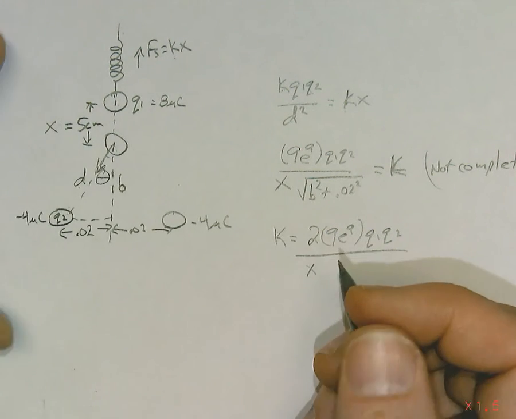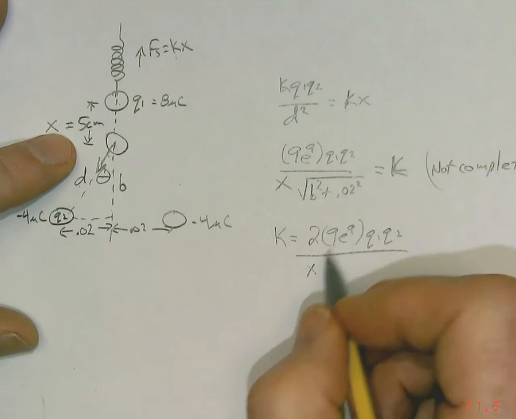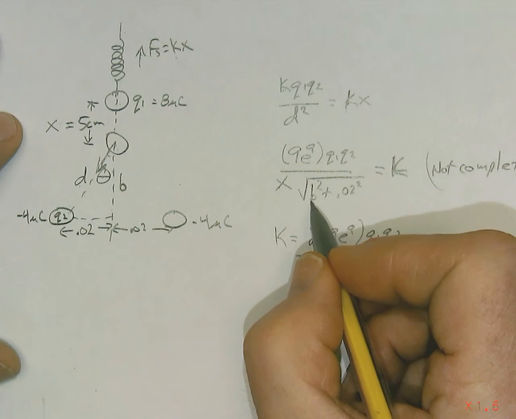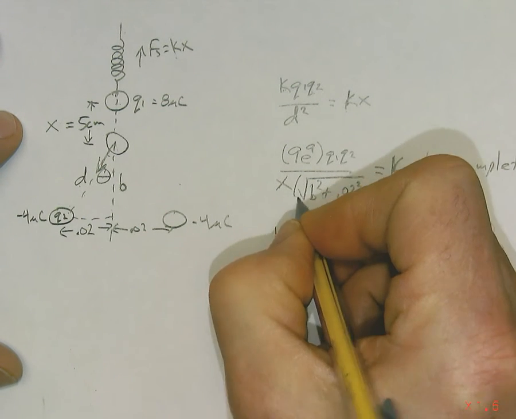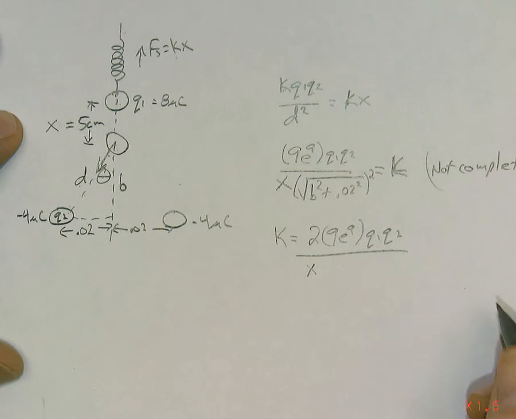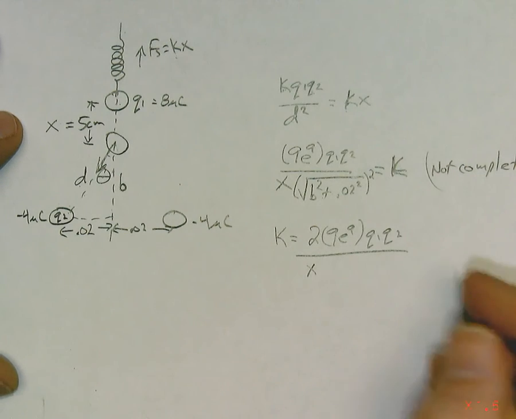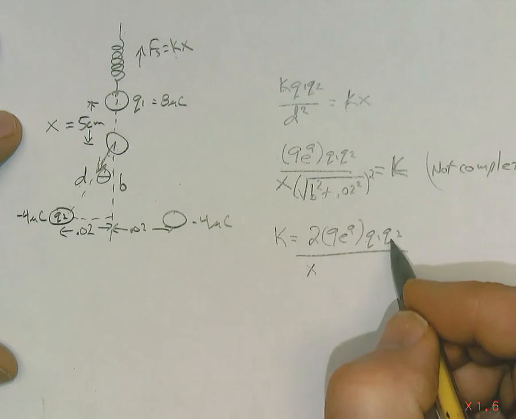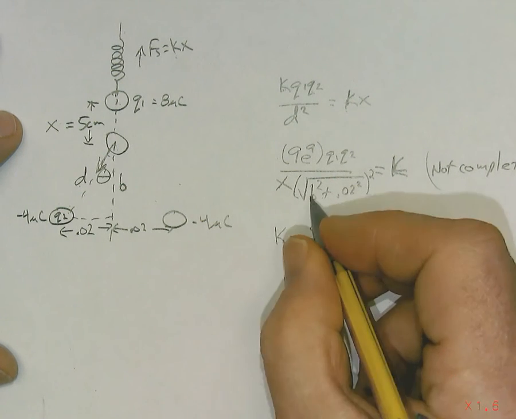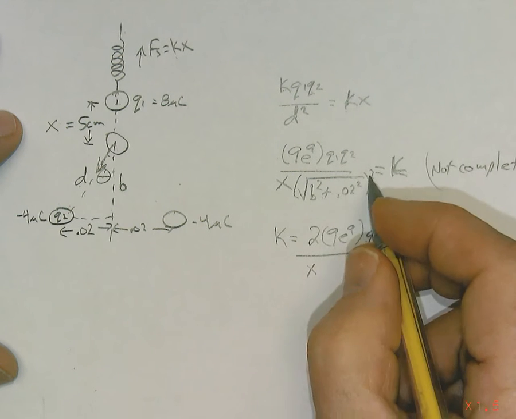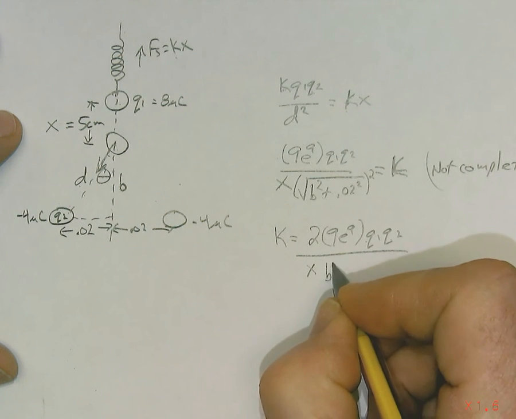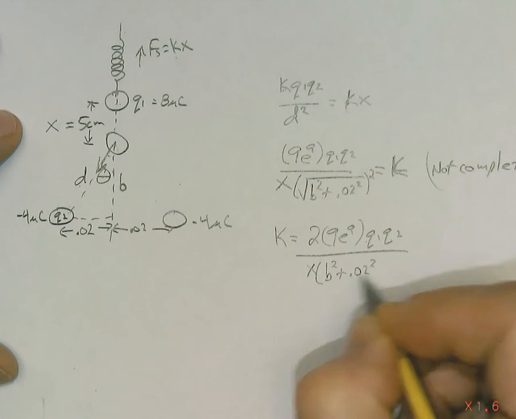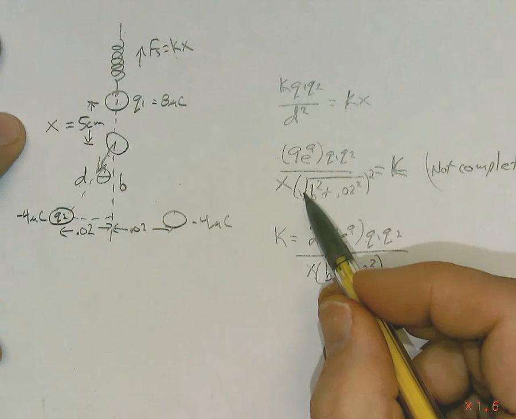It's the 5 centimeters, 0.05 meters. But this is d, and I kind of messed up on that too, because this is supposed to be d squared, right? So we've got to really be careful here. So it's twice for both sides: 9 times 10 to the 9th, q1, q2, x. Now, because this is squared, I can write b squared plus 0.02 squared. Okay, the squared takes care of the square root.